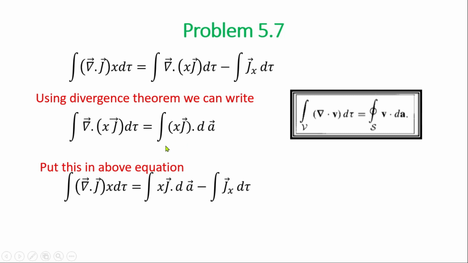This is the surface integral, and this is the volume integral. Here the function v is x j, so we take the divergence of v, meaning the divergence of x j, and the dot product v dot dA, meaning x j dot dA. Put this value in the first term, and we get the integral of the divergence of x j d tau is equal to the integral of x j dot dA minus the integral of jx d tau.